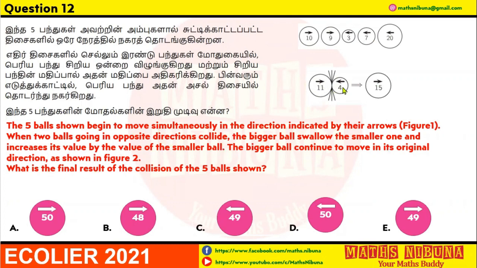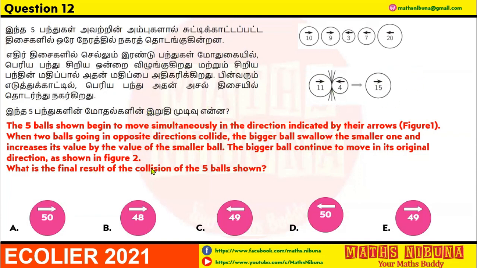When they collide, you put the small number into the big circle and just add it. So make it 15, and then they will go in the direction where the big ball was previously. The bigger ball continued to move in its original direction as shown in figure 2. So I think you understand this one well. First of all, you have to understand what is happening here.